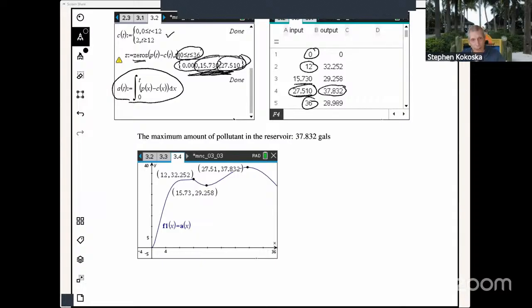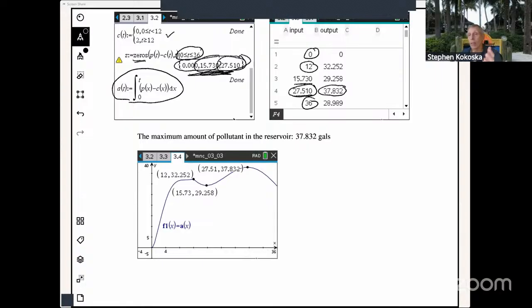And in fact, you can just about see that in the graph. If I took away the dot there, the point there, it might be a little clearer, but there is indeed a sharp edge there. And so that's a place where the derivative is undefined for A. That's a critical value, and that's a place that I need to check to see if that's where the pollutant is a maximum.